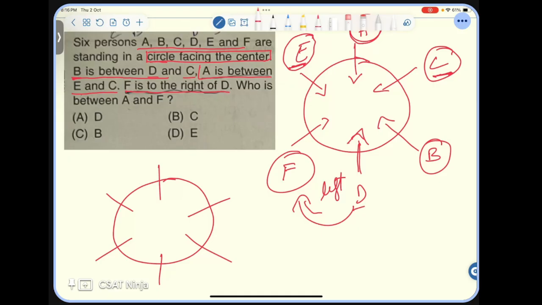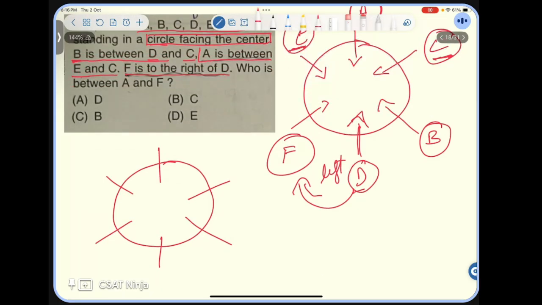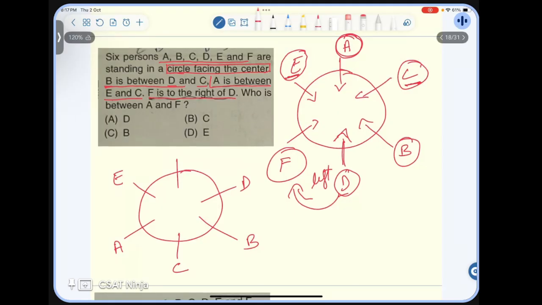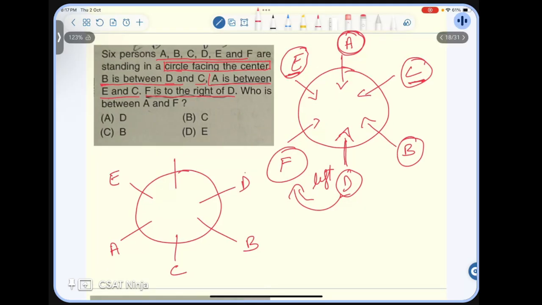So the other guess can be, I started with this one, so C can be here and D can be here. In that case, B is here. Yes, what you're saying is correct. A lies between E and C. And the question says F is to the right of D. If you are standing here looking inside, your right side is this one, so F lies here. So our option here is correct.